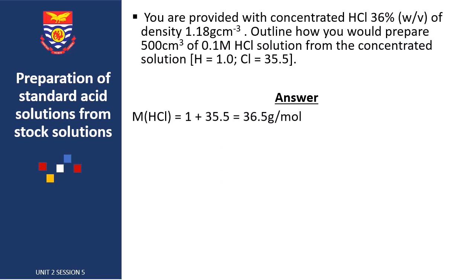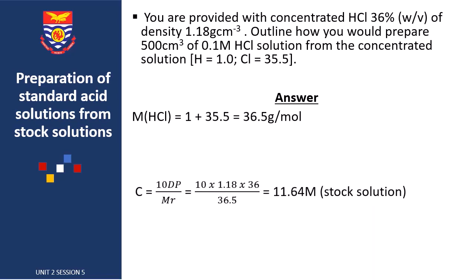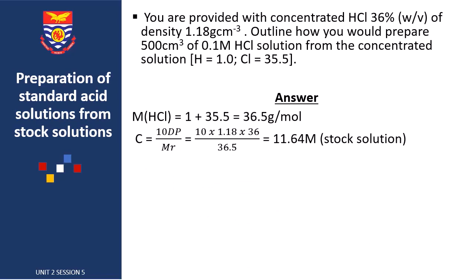And to do that, in the assay too, we were not given the molar mass, but since we know the chemical involved, which is hydrochloric acid, we can find its molar mass, and that is 36.5. Knowing the molar mass, we go for our relation. Concentration is equal to 10 times the density times percentage purity over the relative molecular mass. Then we put in our values. That gives us 11.64.